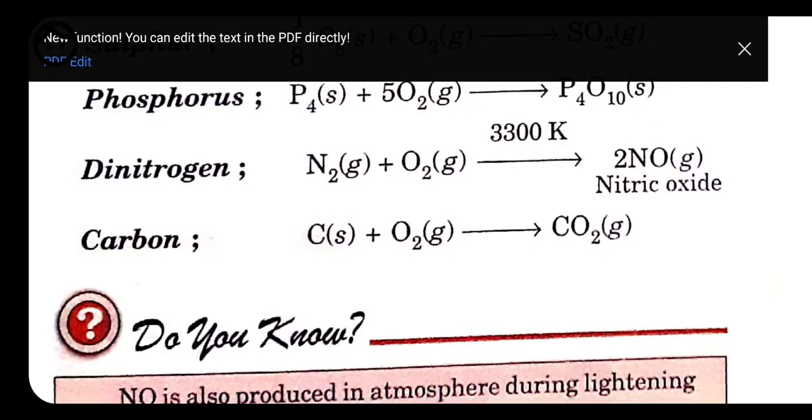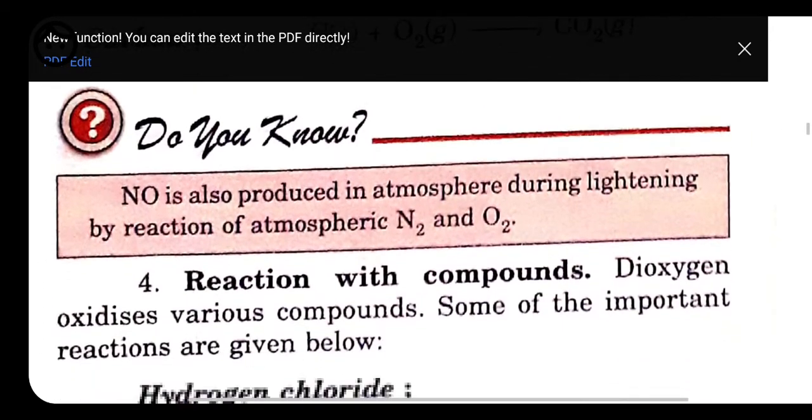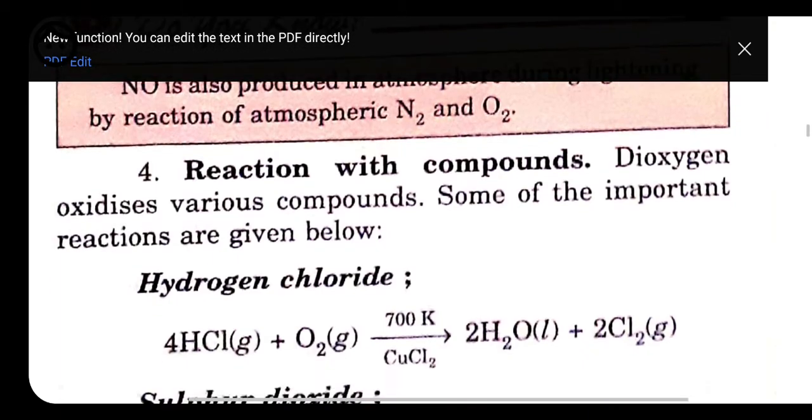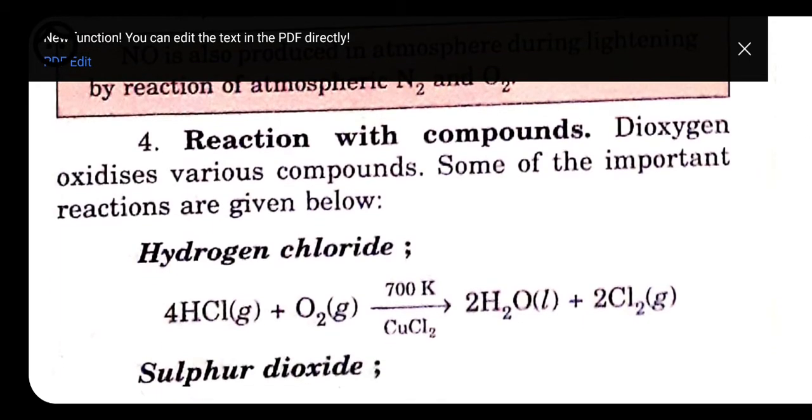It means oxygen has the ability to react with all the metals and all the non-metals to form their oxides, except a few inert metals. Next reaction is the reaction with compounds. Oxygen also has the ability to react with compounds and help in the oxidation of these compounds. See, HCl is taken as a compound, so on oxidation of HCl it will give rise to H2 plus Cl2. Here the reaction takes place at 700 Kelvin.